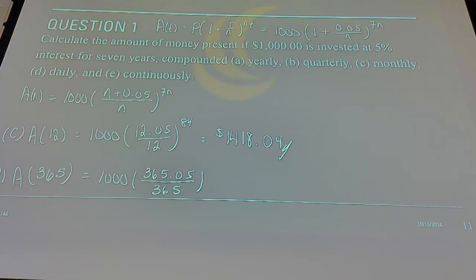365 times 7. You cheated. So I award you 0 points. What does that give you?